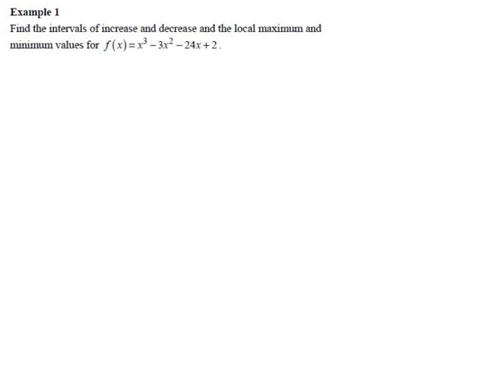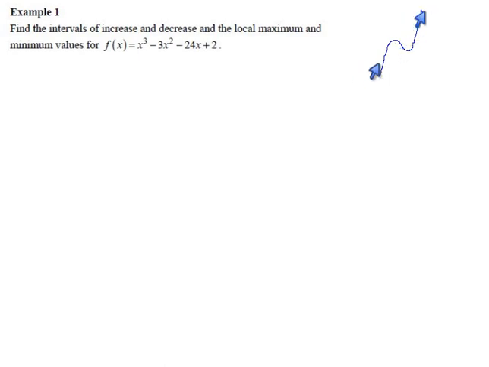Find intervals of increase and decrease and the local maximum and minimum values for x cubed minus 3x squared minus 24x plus 2. Okay, the classic shape for a cubic looks kind of like a lightning bolt or like an S turned over, something like this. And that's what we have here. It's something with a third degree and a positive leading coefficient, so probably a shape something like this one.